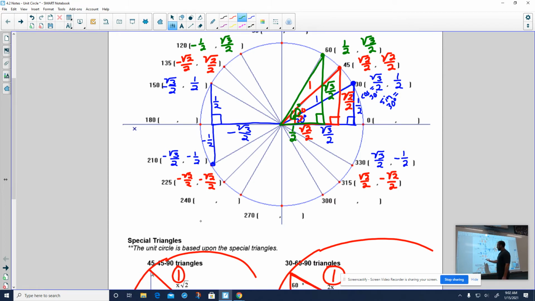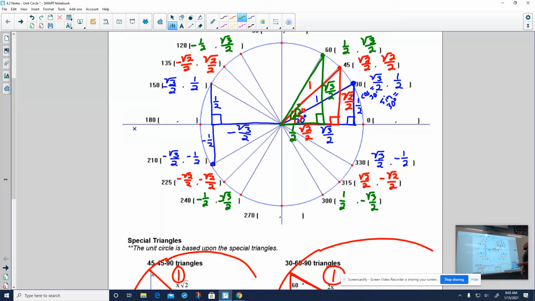So the cosine of 240 degrees would be negative 1/2. The sine of 240 degrees would be negative square root of 3 over 2. And then go ahead and do that for 300. It's going to be 1/2 is the x value and negative square root of 3 over 2 is the y value.